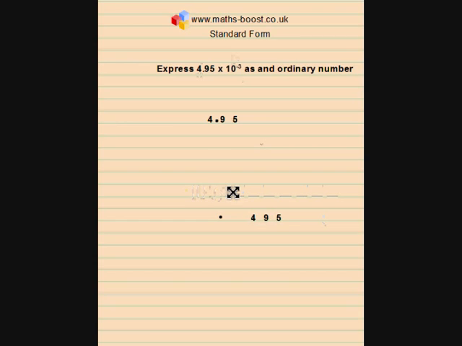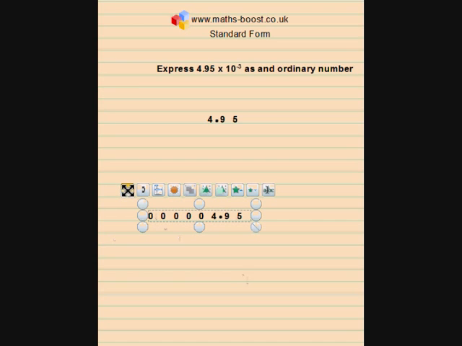Now it's not long before you realise we're going to get in trouble here because we can't keep track of what's going on. So what I'm going to do is add some zeros to the front so that when we move it 3 place values as instructed here, 1, 2, 3, I've got all my zeros there so I can keep track of what's going on. And that's it. We're done. This is an ordinary number now. We only need 1 zero in front of the decimal point. So there we have 0.00495 and we're done.